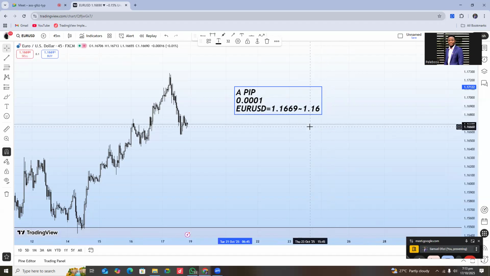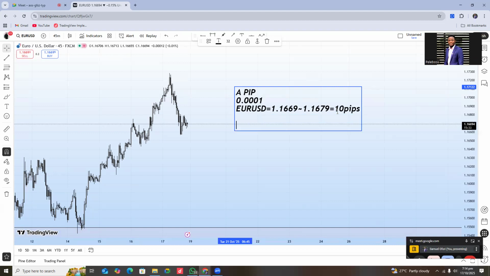So if it changes from 1.1669 to 1.1679, how do you find the difference? Just subtract this from this and you are going to get 0.0010, which is equal to 10 pips. Now, it is the 10 pips that's going to translate into money, which is what all of us are interested in, the reason why we are here. This pip is going to translate into it. So we are going to understand how that is done.